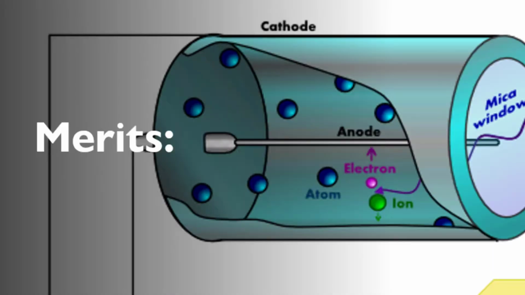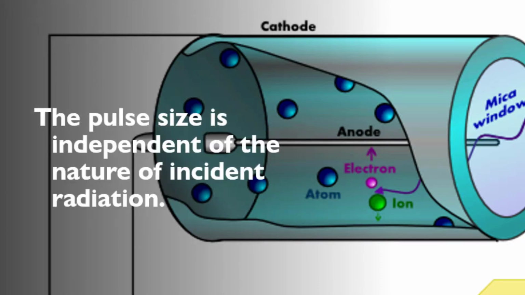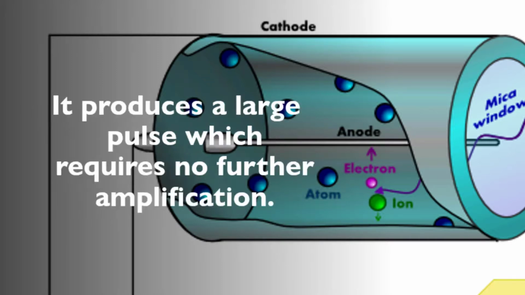There are some merits, demerits, and limitations of the Geiger-Muller counter. First, if we talk about the merits, this technique is very sensitive. The pulse size produced is independent of the nature of the incident radiation. The Geiger-Muller counter produces a large pulse which requires no further amplification. So we don't need any amplifier for the amplification of the pulse.